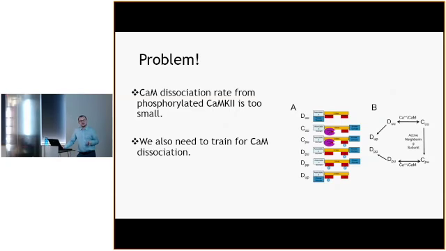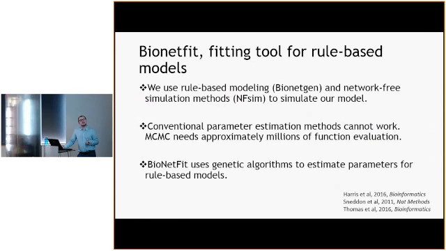And we also need to train for the convolutional dissociation. We used rule-based modeling for this because there is pretty much no other way to do that, since the state space is so large. If you try to generate this reaction network, there's a paper about it, it's something like 10 to the 44 different states.